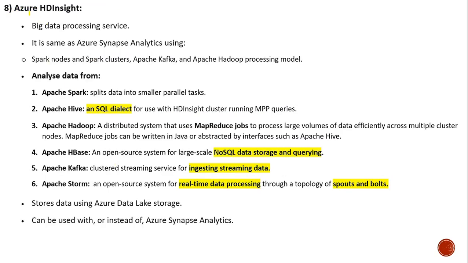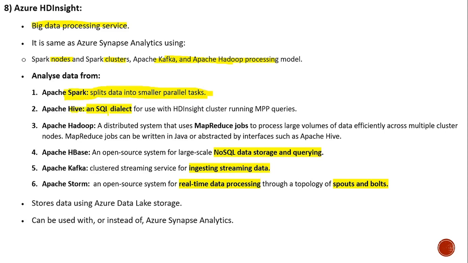Now Azure HDInsight. Azure HDInsight is nothing but a big data processing service. It is the same as Azure Synapse Analytics, but using Spark nodes, Spark clusters, Apache Kafka, and the Hadoop processing model. It is nothing but Hadoop infrastructure, we can say. Now as a part of Hadoop infrastructure, we have Spark. Now what Spark does is split data into smaller parallel tasks. When we have huge data to analyze or process, then our traditional systems cannot process this huge data, and then we need to use big data technologies like Spark or Hadoop.